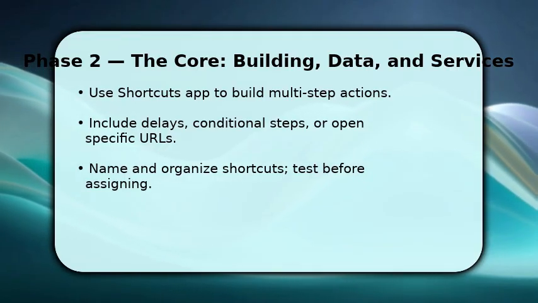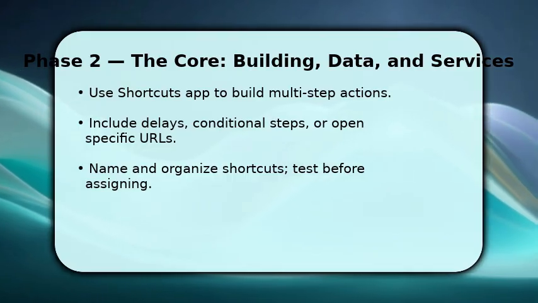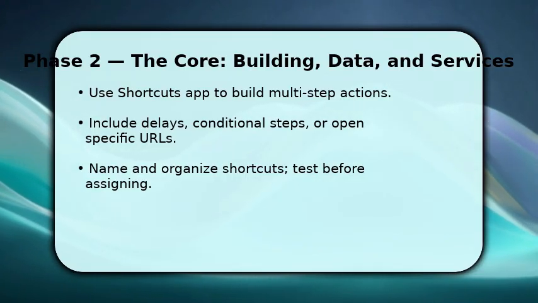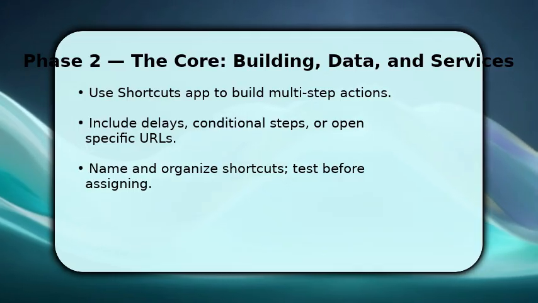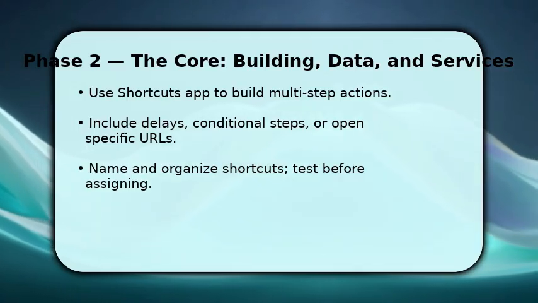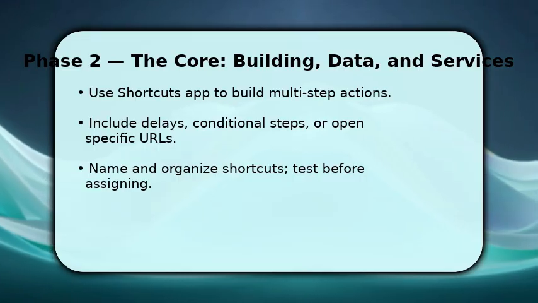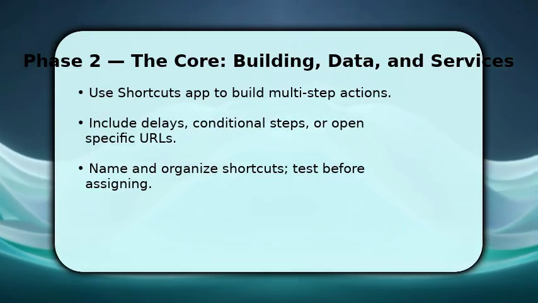Once done, name it clearly so you can find it when assigning back tap. Make sure to test the shortcut by running it inside Shortcuts. If it works there, assign it to double tap or triple tap in Settings, and verify again on the device.